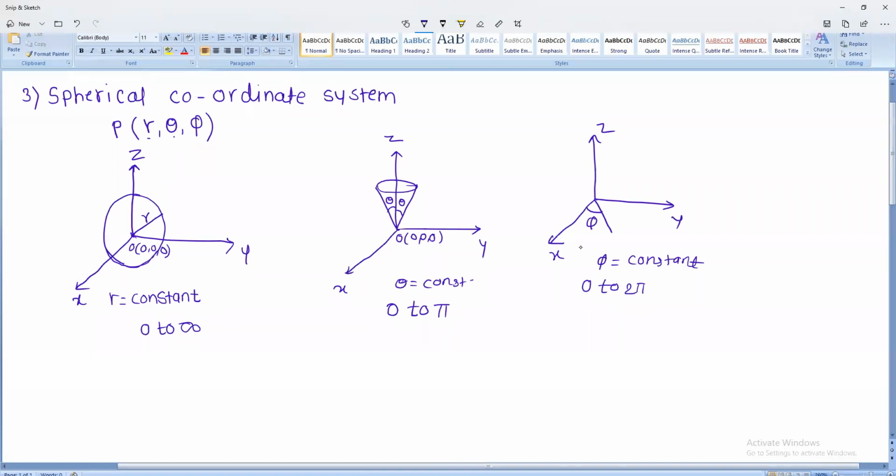Phi is the angle between the x-axis and the plane perpendicular. If phi is equal to constant, then this angle in space varies from 0 to 2 pi. It starts from the x-axis and again ends at the x-axis only, and it is constant along the z-axis. Imagine it every time so that you easily get the point. Okay, everyone note the point.